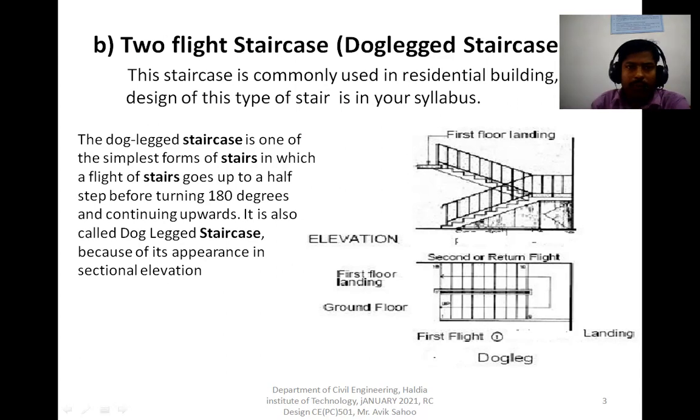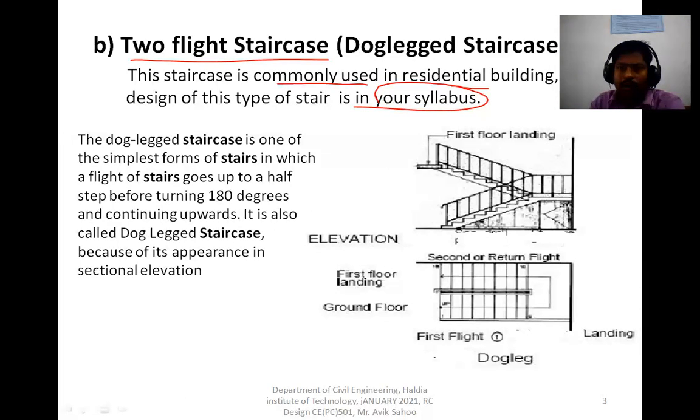Now another type of staircase is the two flight staircase. In the previous slide you have seen the one flight staircase, and here the two flight staircase. This type of staircase is called the dogleg staircase, which is commonly used in residential buildings, and the planning and design of this type of stair is in your syllabus. The name dogleg comes because of the appearance of the staircase.